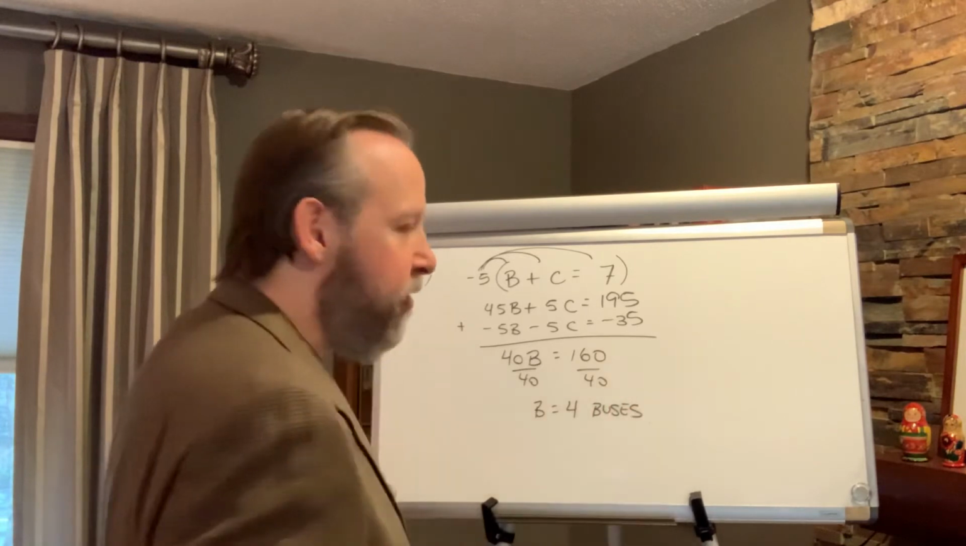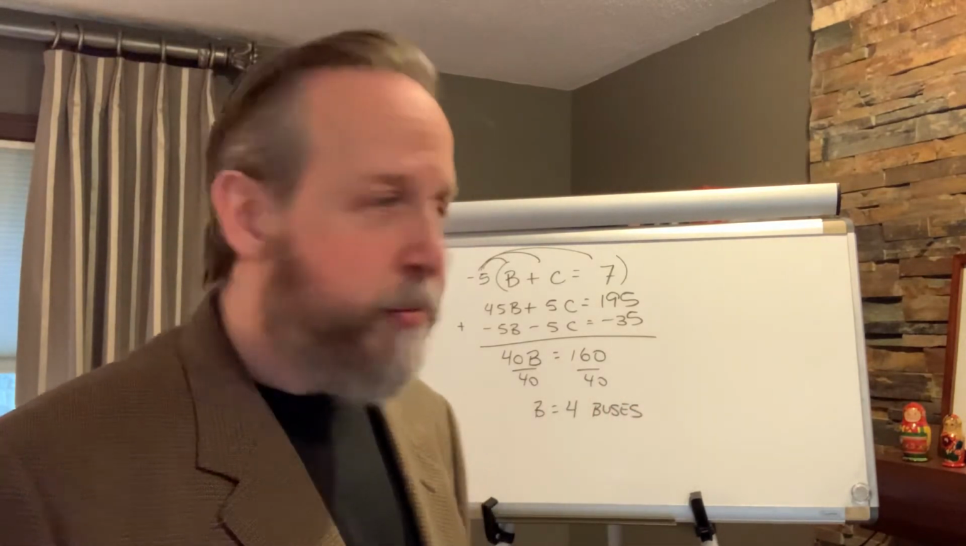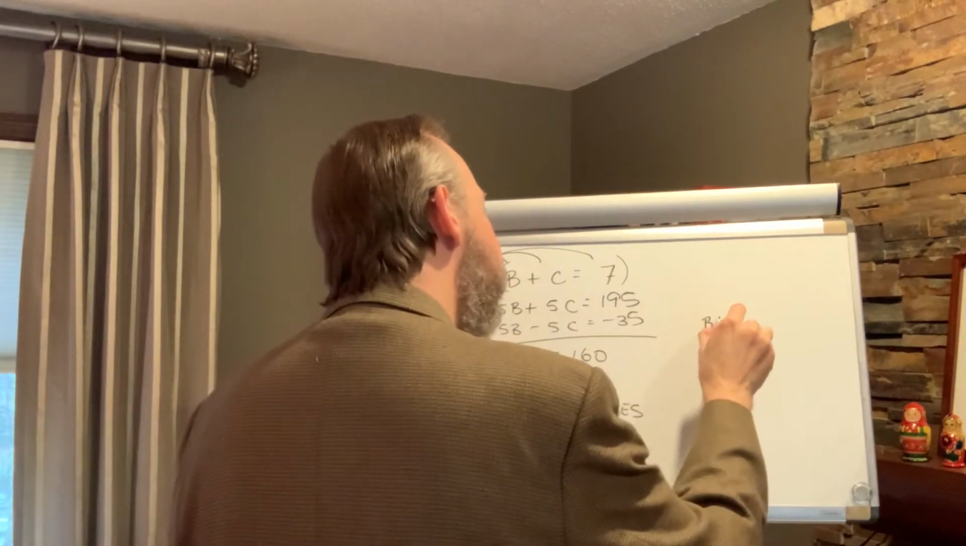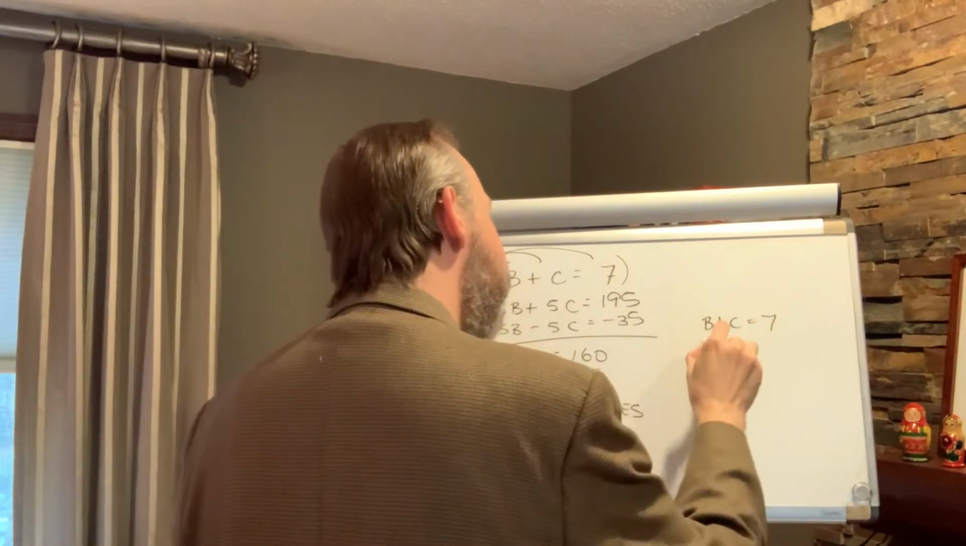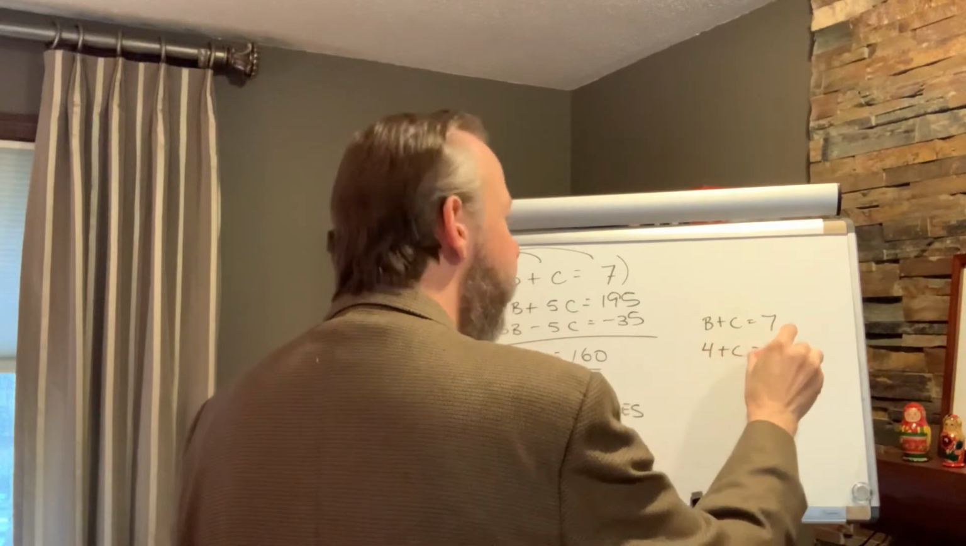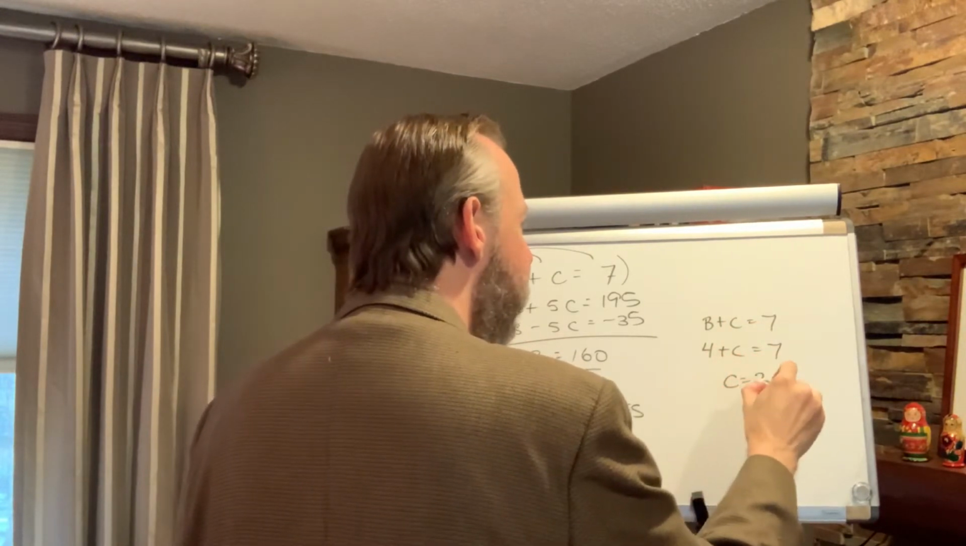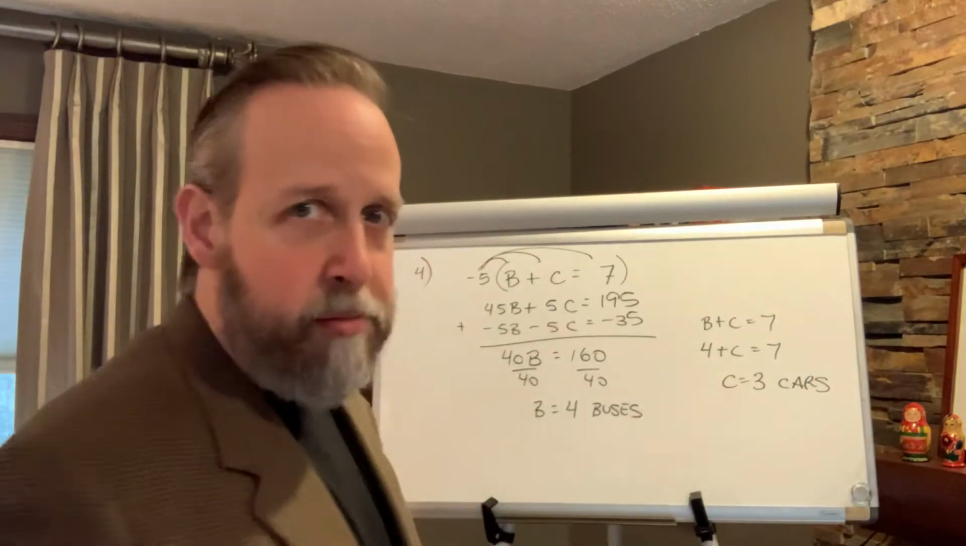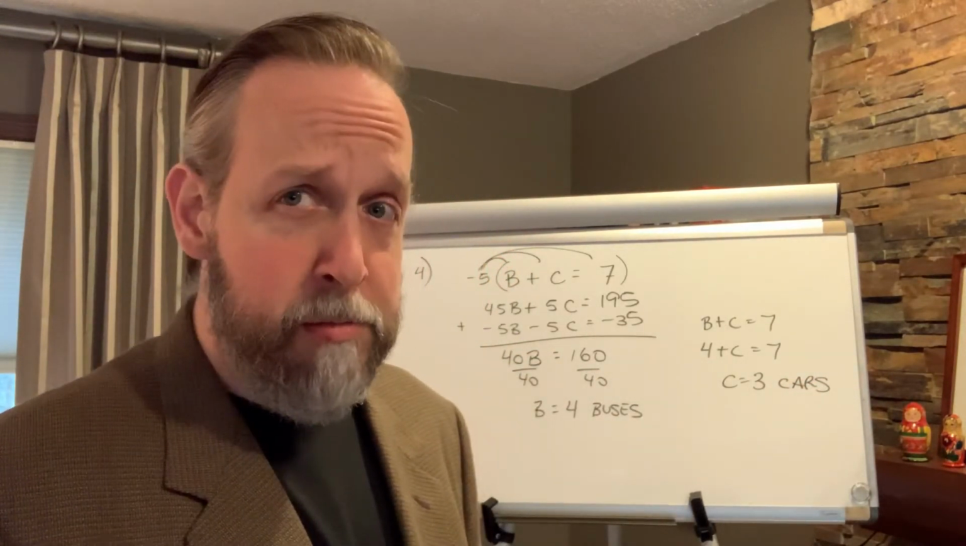Okay, there's 4 buses on the trip. Great. I also know from the first equation that I had 7 vehicles. Clearly, if 4 of them are buses, 3 of them are cars, and I have my answer. 4 buses and 3 cars.